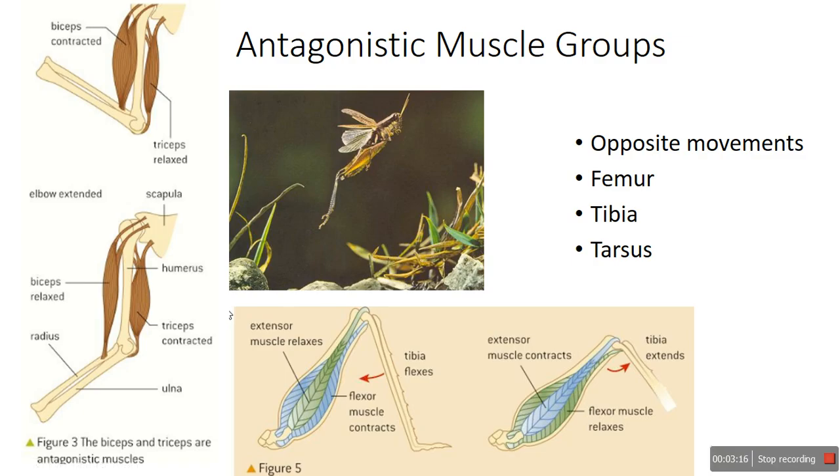Something important to remember is that generally skeletal muscles, so muscles that attach to our skeletons, occur in pairs that are known as antagonistic. This means that when one contracts, the other one relaxes. Antagonistic muscles produce opposite movements at a joint. For example, in the elbow, the tricep extends the forearm while the biceps flex the forearm. So you can see here when the bicep is contracted, the tricep is relaxed and the arm is bent. When the bicep is relaxed and the tricep is contracted, the arm is straightened.